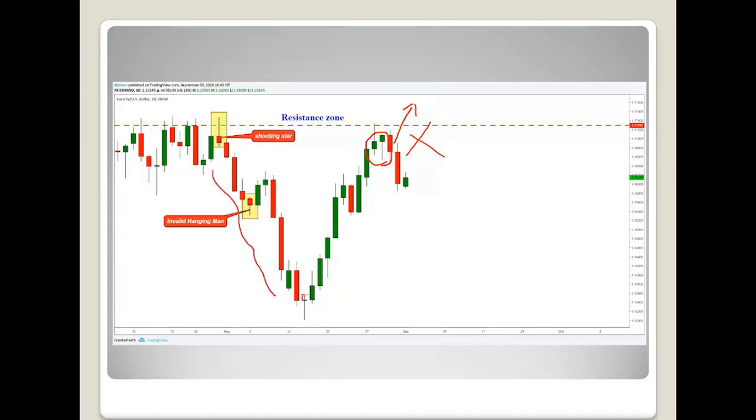This hammer could have been formed here, and then we could have validated it. But since it has formed at the top of an uptrend, the hammer is invalid. It doesn't represent a trend continuation. So it is just invalid. Some other example.